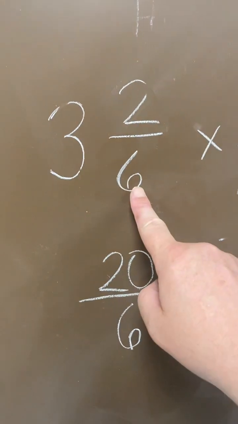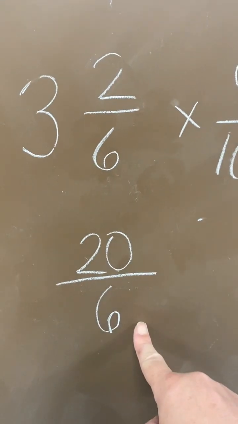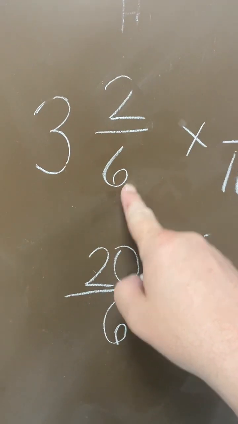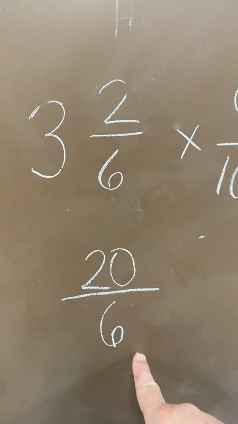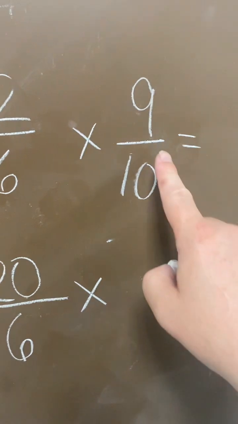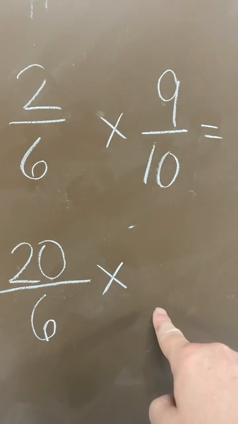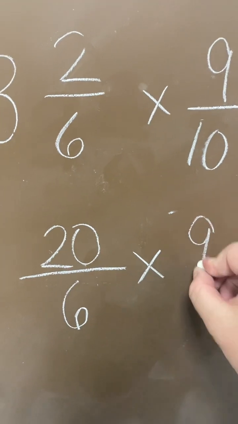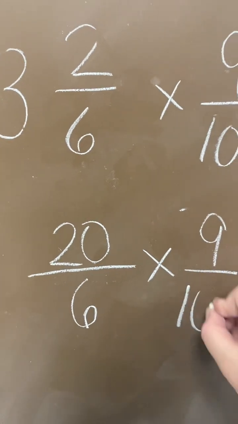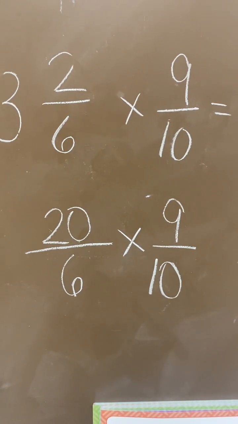And so the 6 is our denominator because the denominator just stays the same. Again, 6 times 3 is 18 plus 2 is 20 over 6. Then we'll multiply that times whatever fraction's here. Oh, that's the same. Let's just bring it down. Okay? It's already a fraction. Bring it down. And now we're going to look at 20 over 6 times 9 over 10.